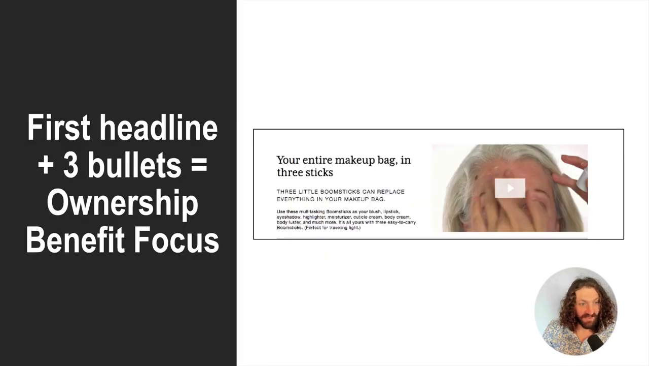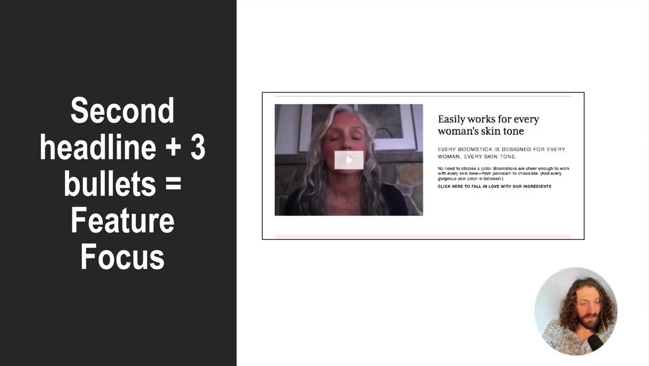So our first headline is 3 bullets, all on the ownership benefit, right? So we do a headline and 3 bullets, all on the ownership benefit. What is the benefit of owning this product? Then we do a headline and 3 bullets on what are the features of this product. So what's in it? How is it made? Why is it good? What is it made out of, etc. Like not the benefit, but kind of the features.